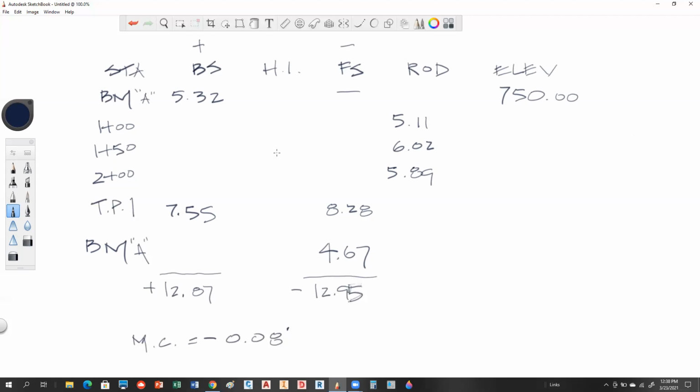We got 750 plus the 532 gives us 755.32. Now, in the case where I have rod shots or side shots, I'm going to ignore them right now. I just want to work on the loop. So we're going to now subtract that: 755.32 minus the 828 gets us 747.04. You guys verify that. Then plus 755. Are we okay with that so far?